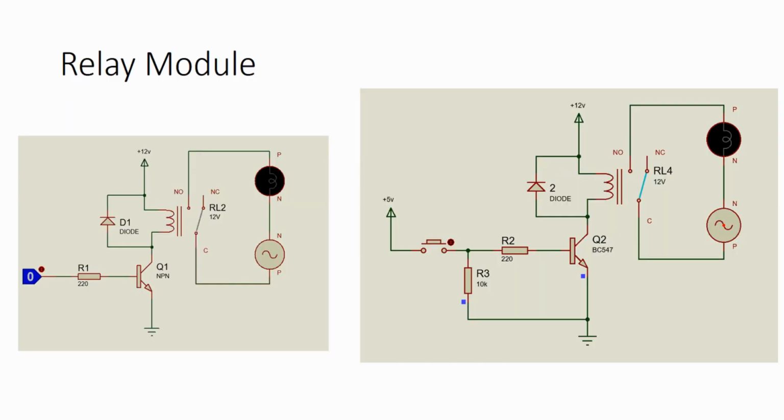So in the next lecture, we will try to interface this relay circuitry for controlling a 230 volt AC light bulb with the help of a microcontroller.